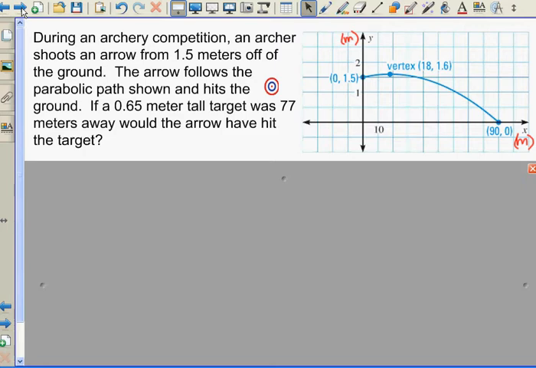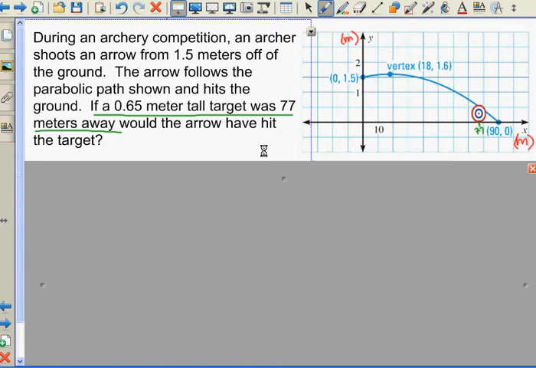But then it says, if we had a 0.65 meter tall target and it was 77 meters away. So if we placed a target 77 meters away, here's our target. We're counting by 10, so there's 70. So 77 is maybe about there. So if we placed a target 77 meters away, would the arrow hit it? So just kind of looking at this, 77 is about here, right?